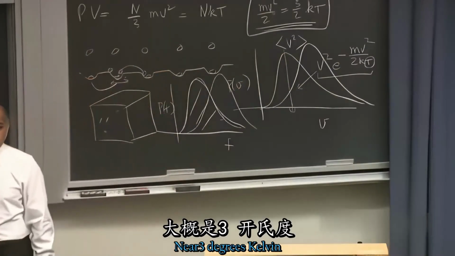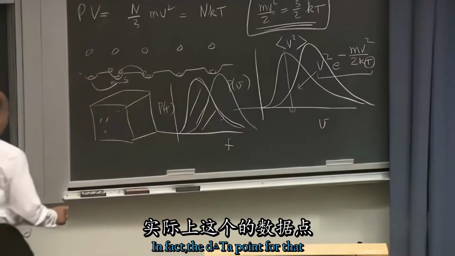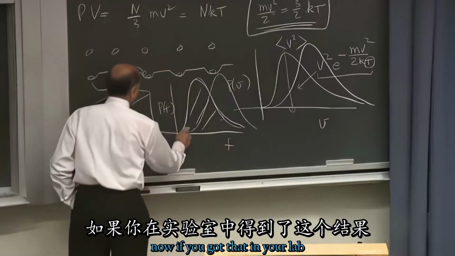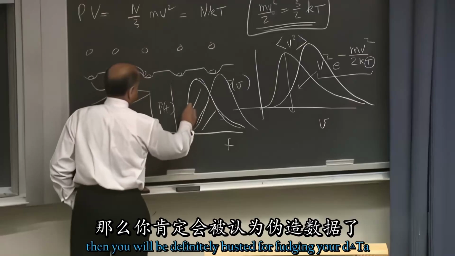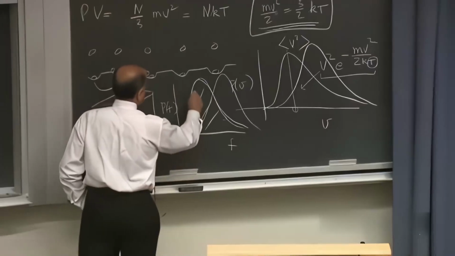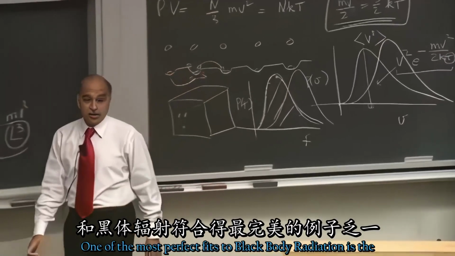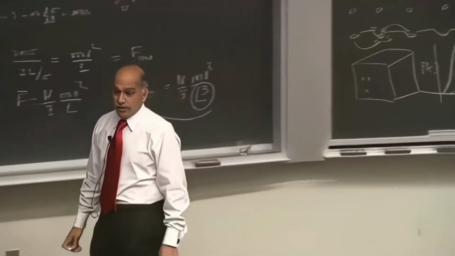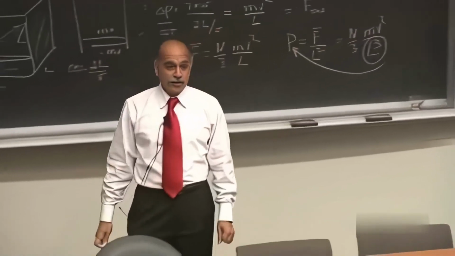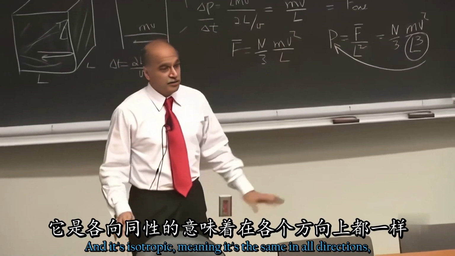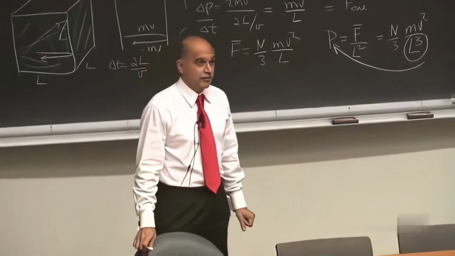But read off the temperature that will make this work, and that's what gives you 3.1 or something, near 3 degrees Kelvin. In fact, the data point for that, if you got that in your lab, you will be definitely busted for fudging your data, because it's a perfect fit to black body radiation. One of the most perfect fits to black body radiation is the background radiation from the Big Bang. And it's isotropic, meaning it's the same in all directions.